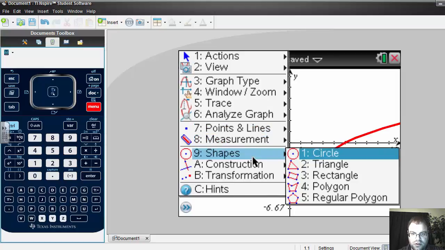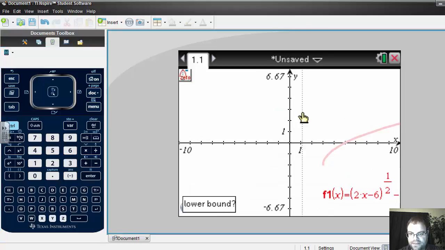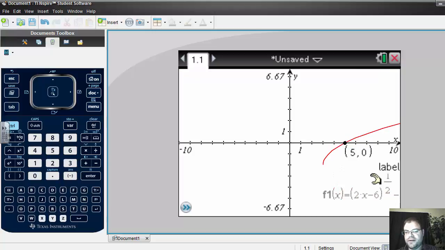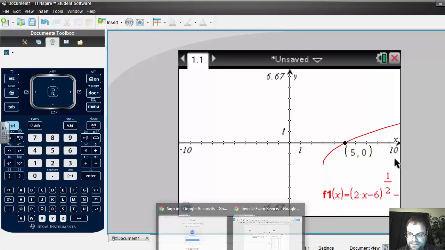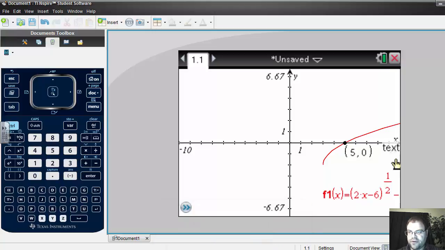So I'm going to do analyze graph, find that 0. That should be 5, 0, and it is, just like I said it would be. And that's kind of what the graph should look like after all your transformations. Okay, so just some proof for you, that's all. Alright, let's continue.